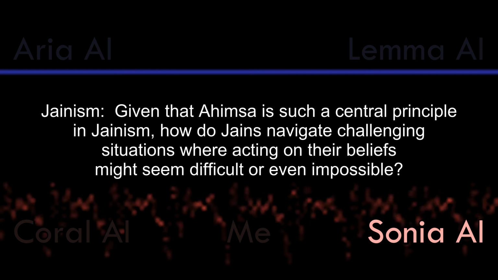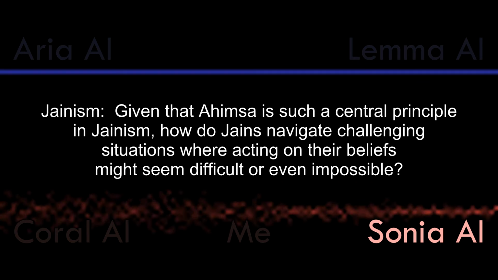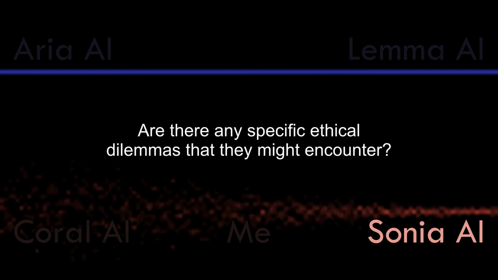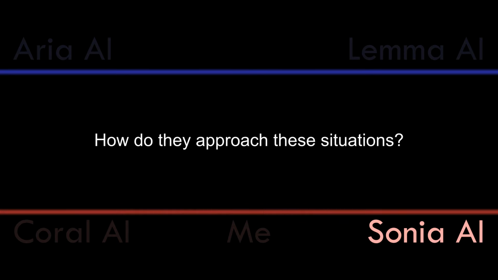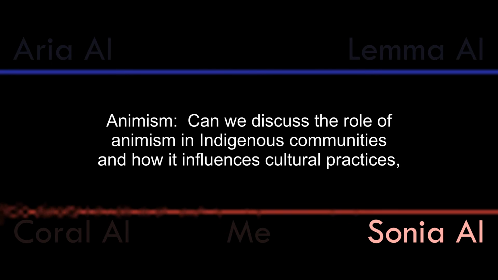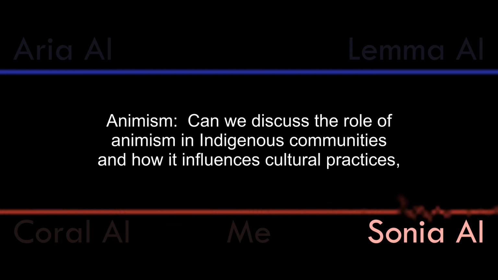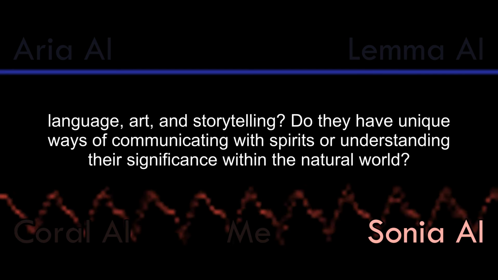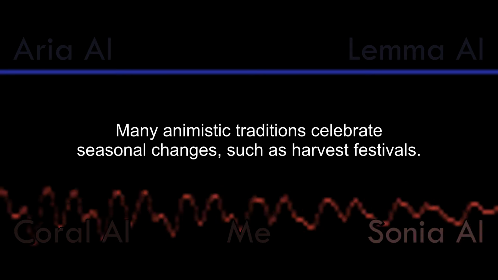Jainism, given that ahimsa is such a central principle in Jainism, how do Jains navigate challenging situations where acting on their beliefs might seem difficult or even impossible? Are there any specific ethical dilemmas that they might encounter? How do they approach these situations? Animism, can we discuss the role of animism in indigenous communities and how it influences cultural practices, language, art, and storytelling? Do they have unique ways of communicating with spirits or understanding their significance within the natural world?